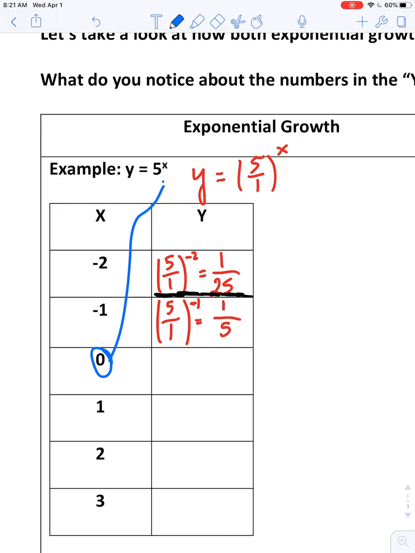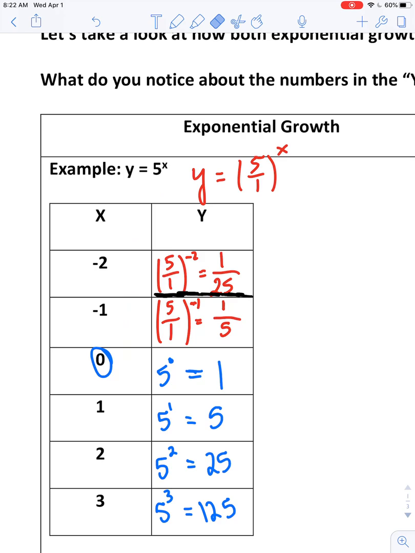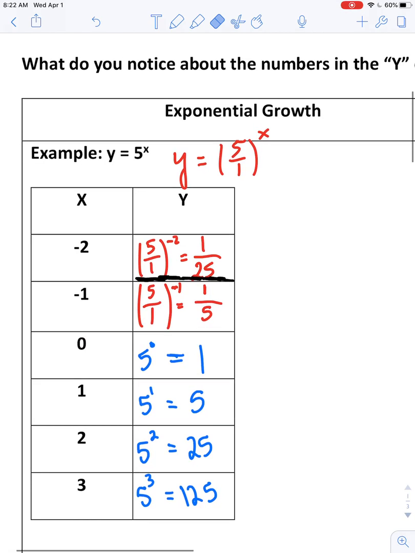So I'd like you guys to fill out the rest of this table. So if you could pause the video really quickly, fill out the rest of this table. And you're just plugging in these numbers in the exponent. So, 5 to the 0 power, which is just 1. And you can use a calculator, of course. 5 to the first is 5. 5 to the second just means 5 times 5, which gets me 25. And then 5 to the third is 5 times 5 times 5, which is 125.